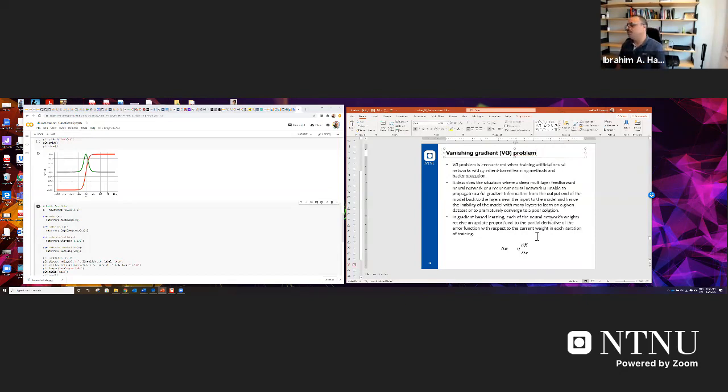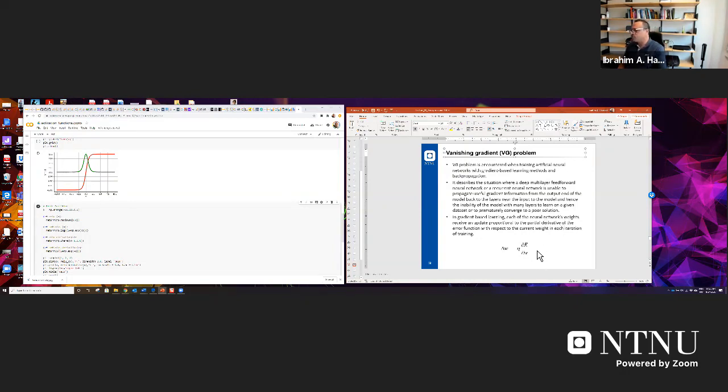It ends up with a model which is prematurely converged to a poor solution, or a model which is totally unable to learn my data set. So in gradient-based learning, each of the neural network weights receives an update proportional to the partial derivative of the error function. We have partial E by partial omega. So in fact, the update is proportional to the first derivative of the error function with respect to the current weight in each training iteration. So we have this problem.